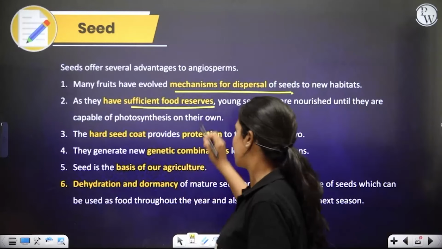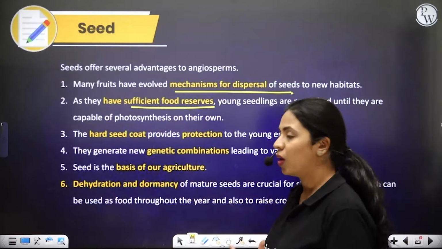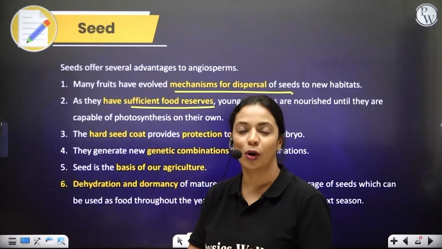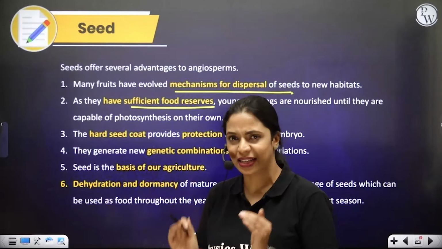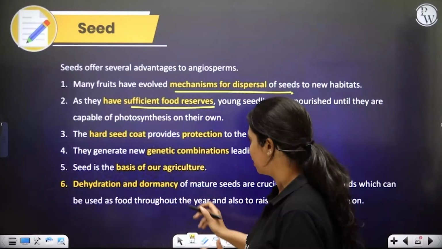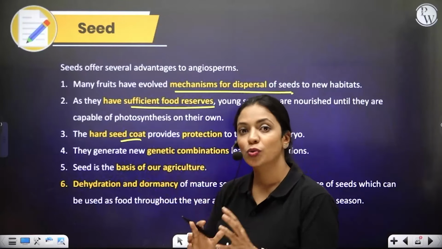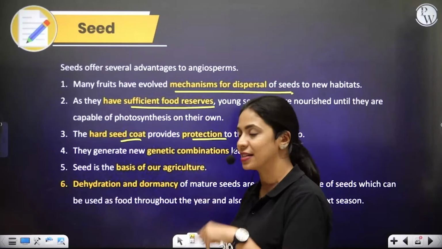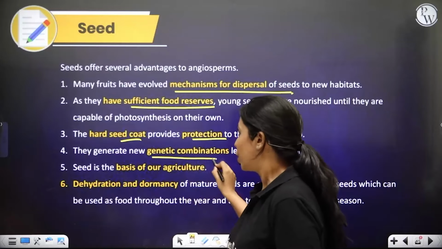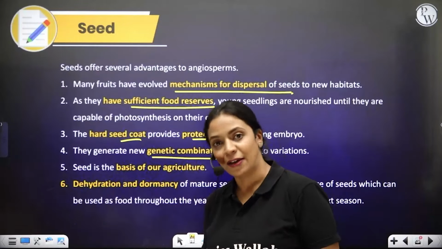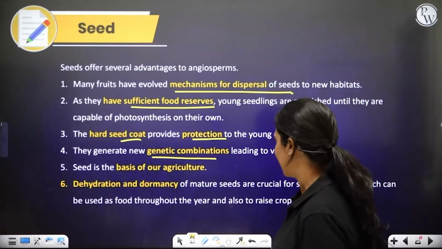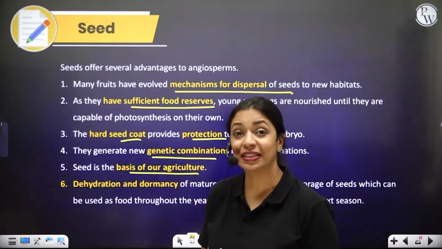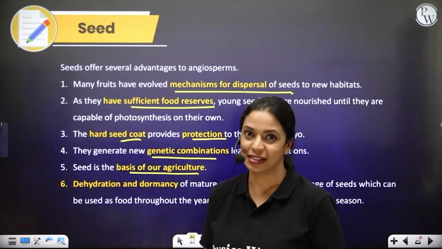Within the seed, there is sufficient food reserve. So until the germination happens, new leaves are formed, until they can perform photosynthesis, there's enough nutritive reserve within the seed. There are two seed coats present outside the seed, which offer protection to the embryo lying inside. Because it's a product of sexual reproduction, definitely there will be newer genetic recombinations that have formed. It is the basis of agriculture. You cannot even think about agriculture without seeds, right?